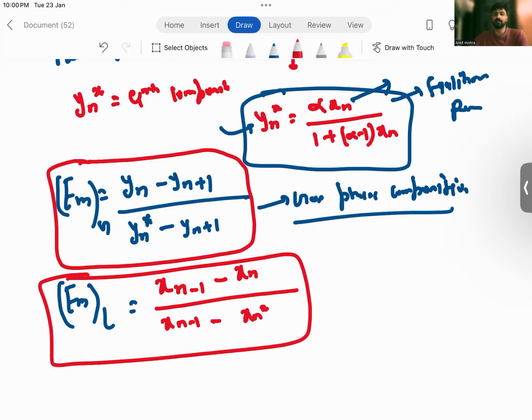In the next lecture, I will be talking about the Murphree point efficiency and how the Murphree point efficiency can be greater than the Murphree plate efficiency, and the efficiency can be more than 100%.